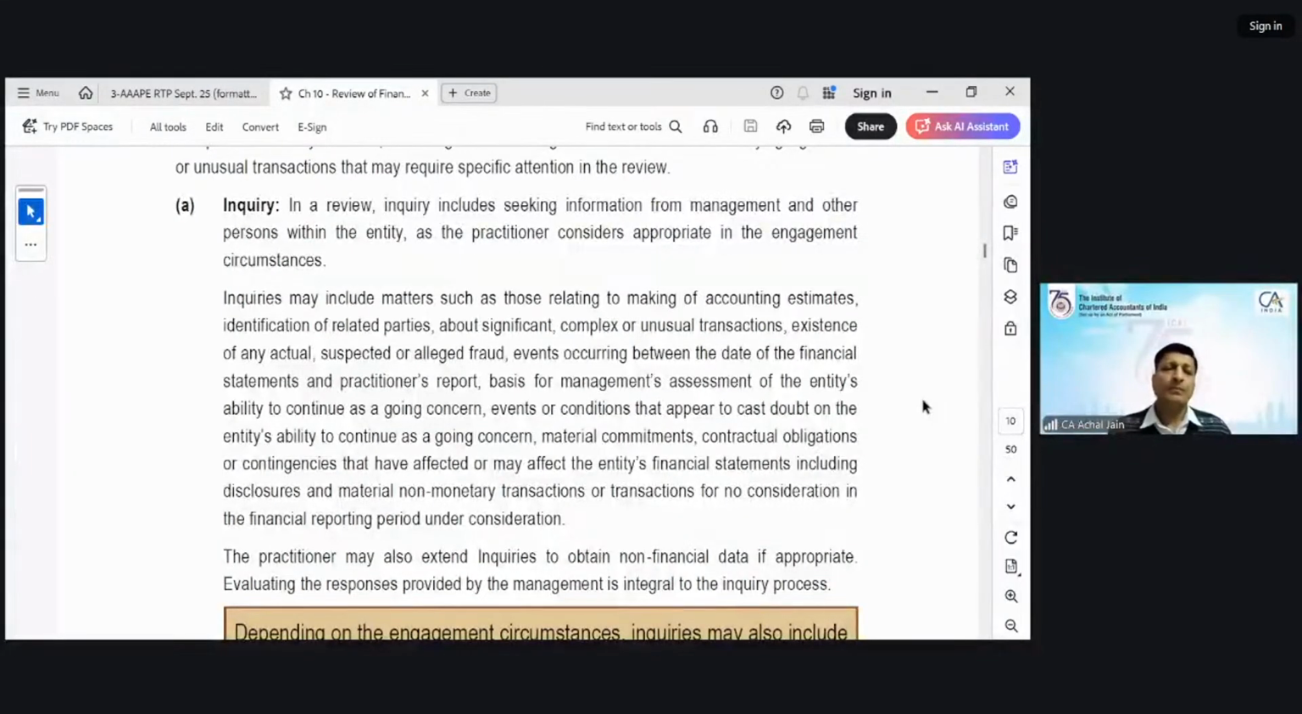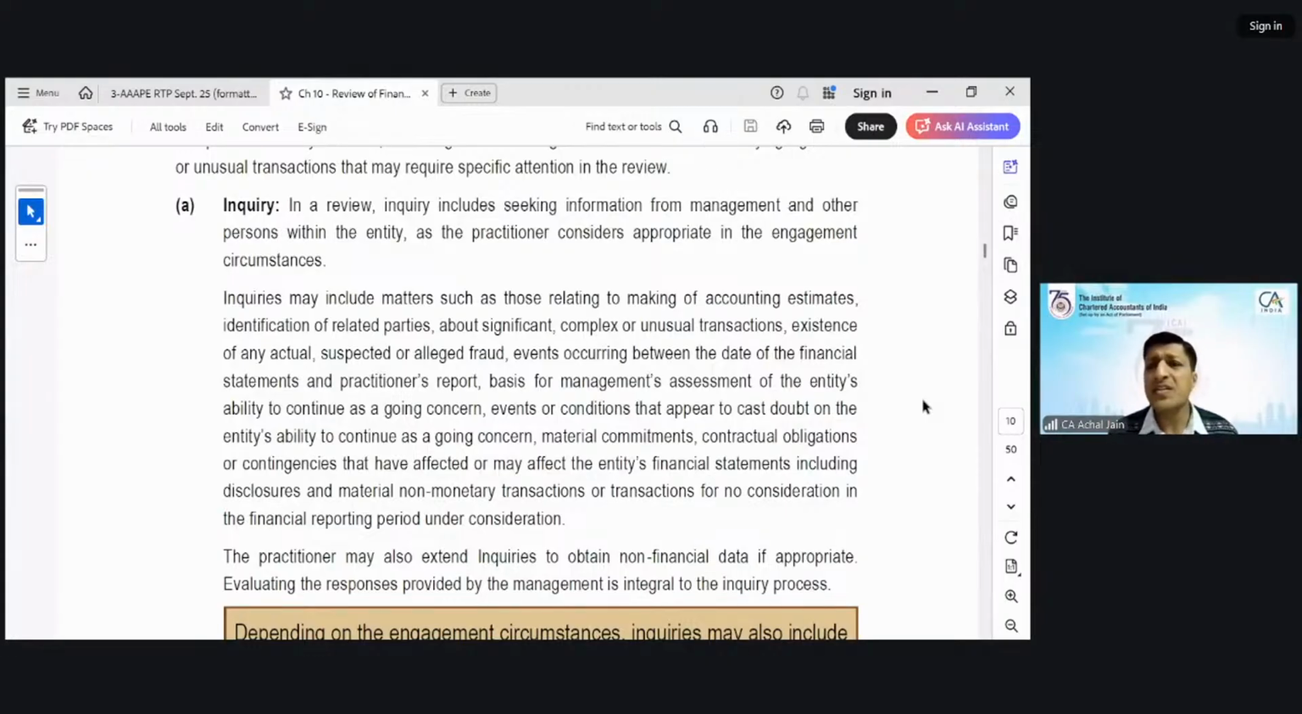Okay. Now, when it comes to an inquiry, what do you do? You go discuss with the management, discuss with the concerned person, maybe the sales team, maybe the payroll team, maybe the finance team. Ask questions directed towards the objectives of the auditor. Okay, auditor, this term I'm using in the context of the professional who will be performing the review, right? And it's generally the auditor who does the review as well in most of the cases.